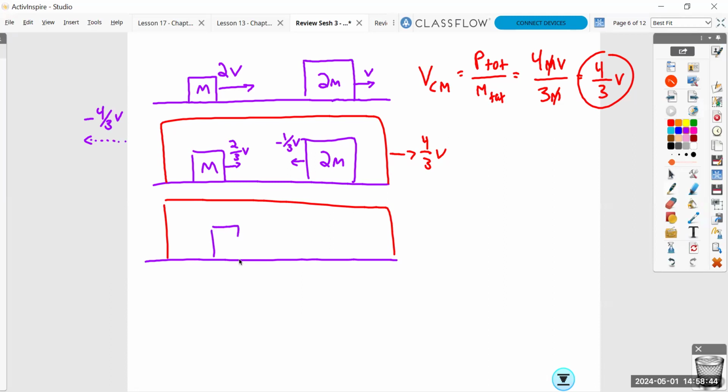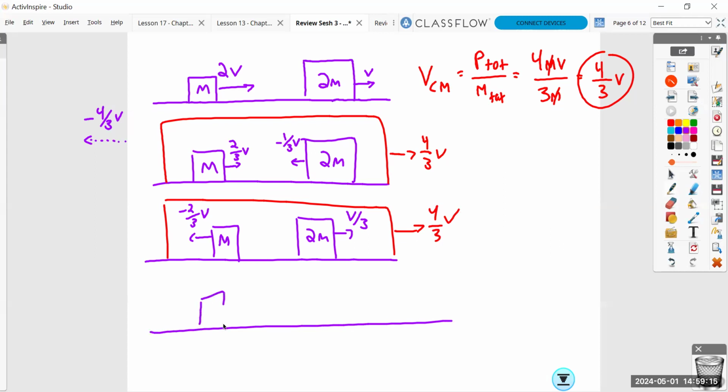What that means is little m is now going negative 2/3 v. This one's going positive 1/3 v. So in the center of mass frame, they just reflect back the way they came with the exact same speed they had. And then what we do is we come out of the center of mass frame.